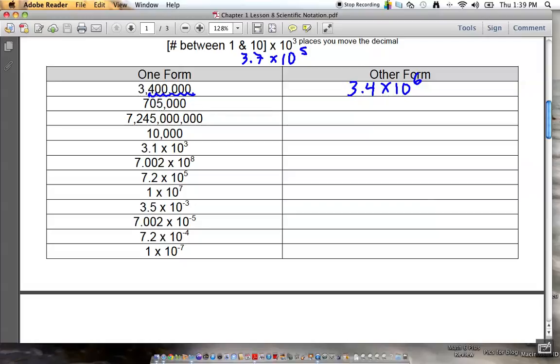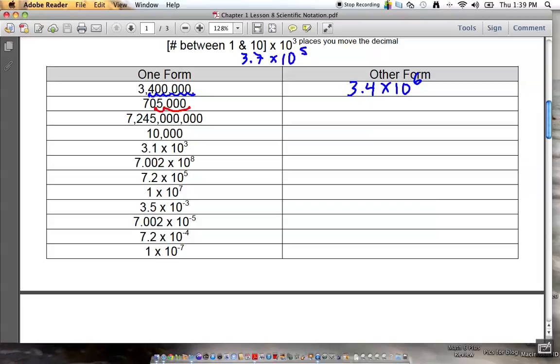Okay, ready? Now this is a really big number. The decimal always begins here, at the end of the number. If I move the decimal to there, I've created 705. Does everybody see this? Look up. If I move the decimal to here, I have 705. Is 705 between 1 and 10? No, so I've got to keep going.